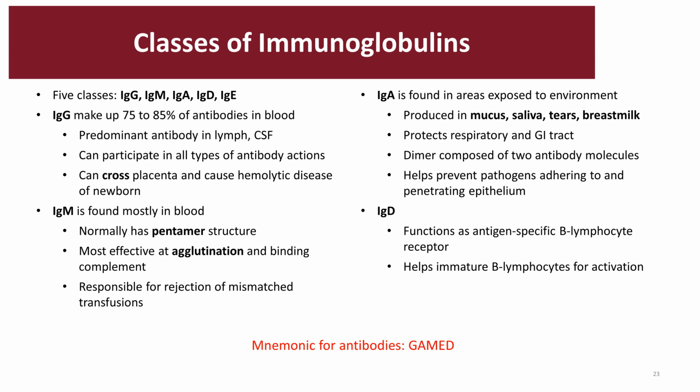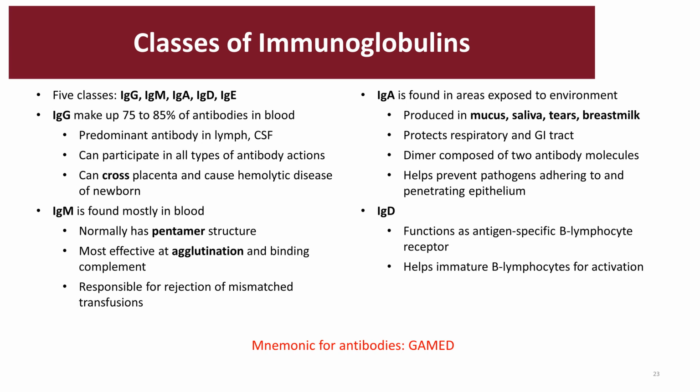IgMs are found predominantly inside the blood. They exist in a pentamer structure, which means there's actually 5 of them stemming from the Fc portion. And these are responsible for blood type rejections when you have mismatched blood. IgAs are found in areas that are exposed to the environment, particularly in the mucus, saliva, tears, breast milk. These are expressed as a dimer. So there's 2 of these proteins linked together, and thus they're quite effective in agglutination.